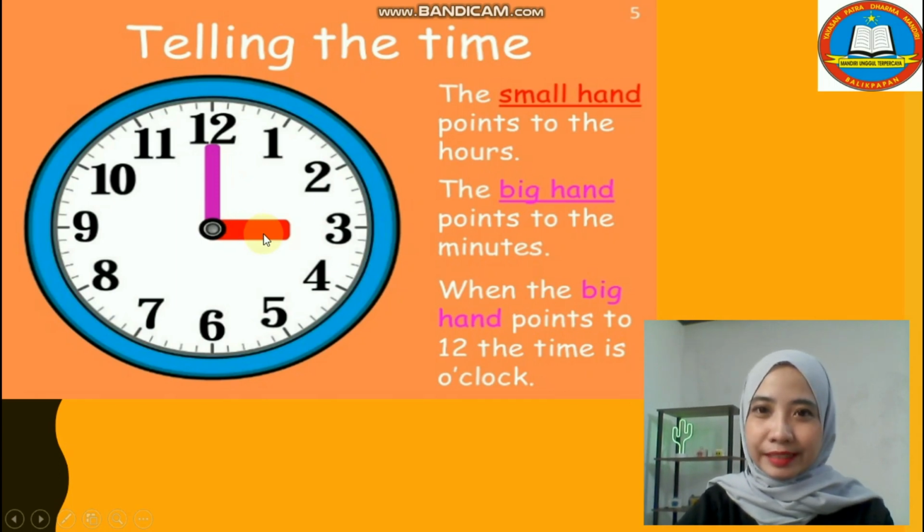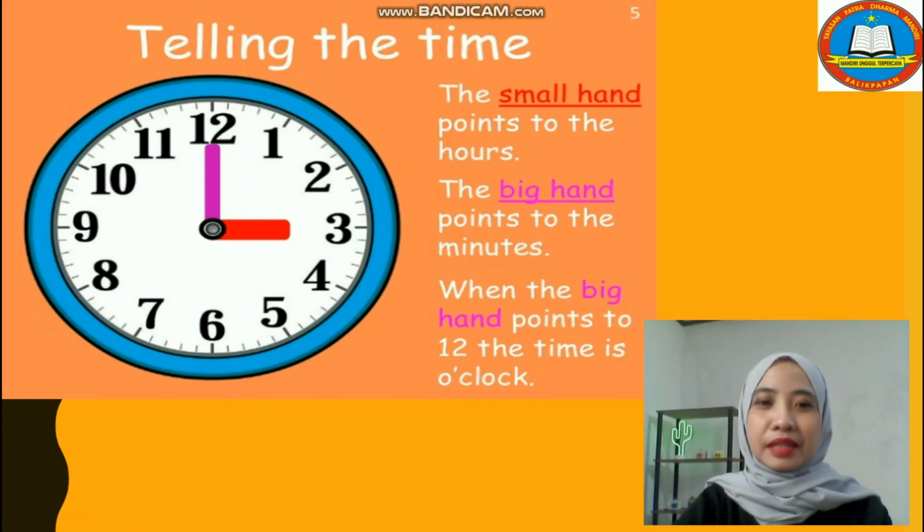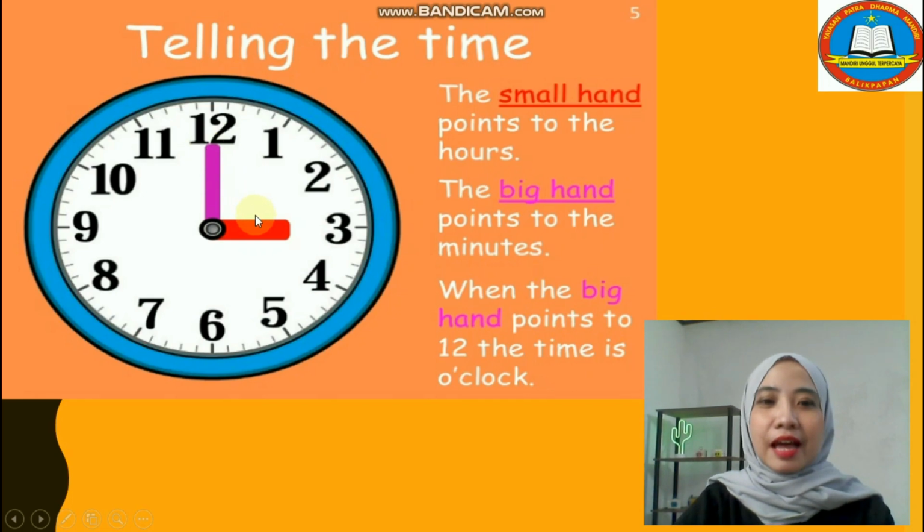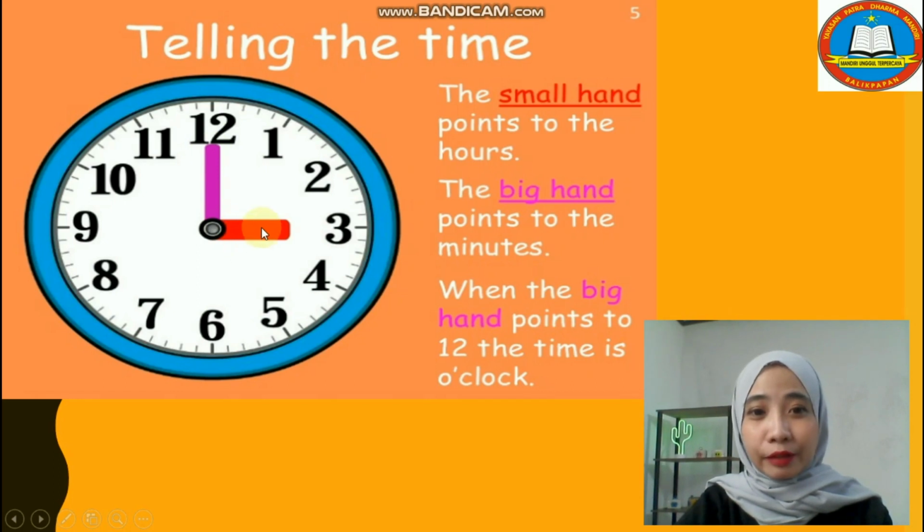So it's different. I'll repeat one more time. Big hand shows the minute. The purple one shows the minute. And the small hand shows the hours. Look at the red one, it shows the hours.